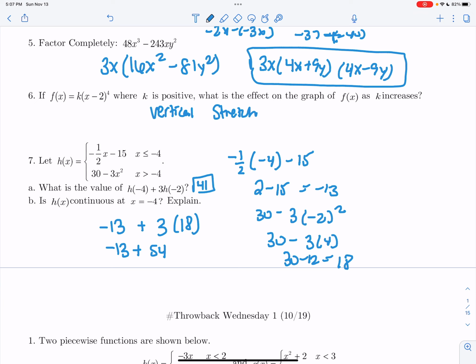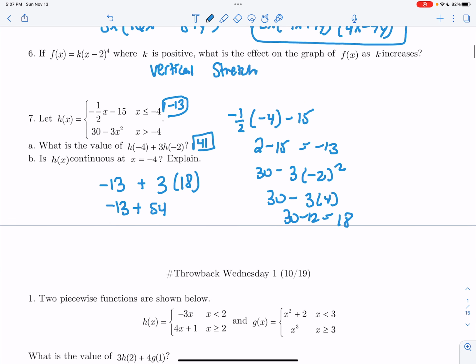B says, is h continuous at x is equal to negative 4? So what you want to do is plug in x is equal to negative 4 for both the top and the bottom. On the top, I already know that it's negative 13. On the bottom, it has to be a negative 13 for it to be continuous. If it's not, then it's not continuous. So here, what I'm going to do is plug in negative 4.